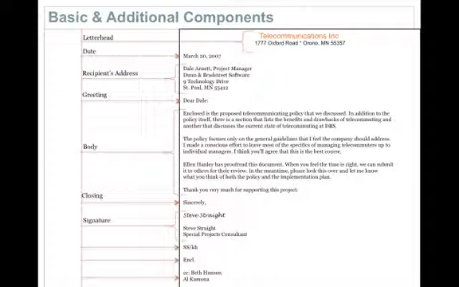We have now discussed the basic components of letters. We're now going to discuss the three additional components: the typist's initials, the enclosure notation, and the distribution list. With the typist's initials, if someone typed the letter for you, he or she would include your initials in caps, followed by his or her initials in lowercase characters.